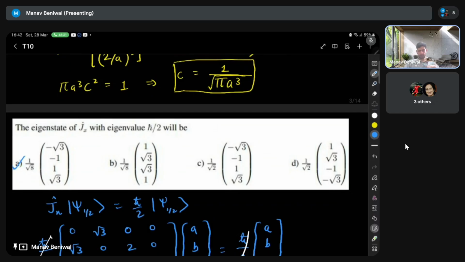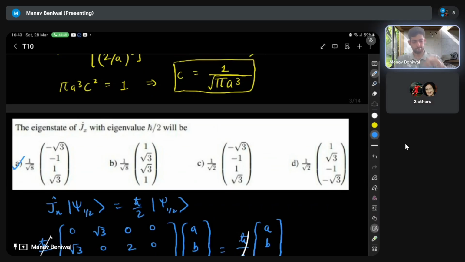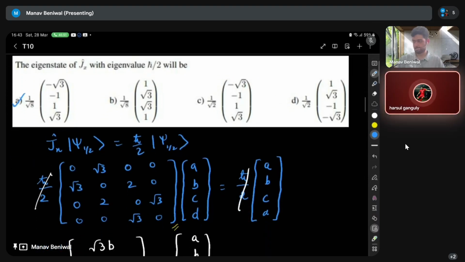Okay. So Sir, one doubt that I have is, when we started off with it, we took j equal to 3 by 2, and thus we got m equals 3 by 2, 1 by 2, minus 1 by 2, or minus 3 by 2. So how did you arrive at j equal to 3 by 2 initially?